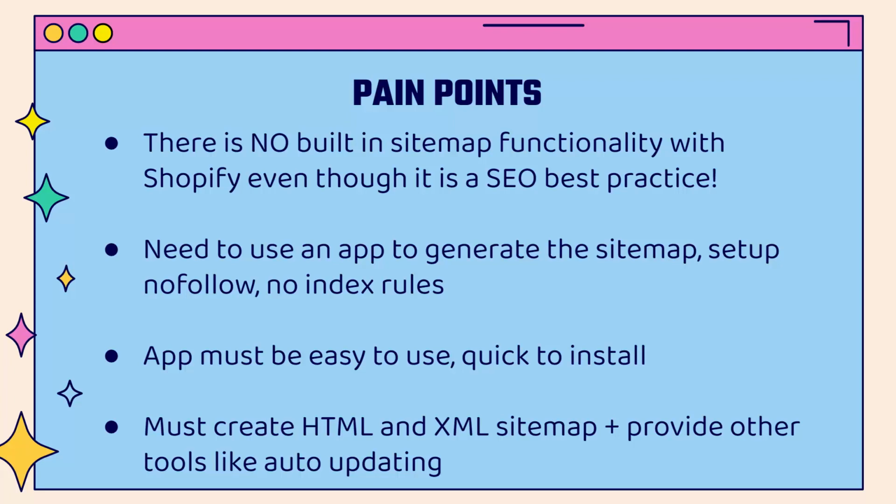So the app needs to be easy to use, needs to be easy to install, and it needs to create those HTML and XML sitemaps. That's what Google wants to see. It needs to provide other tools as well, like being able to fully control those nofollow, noindex on a page by page basis, auto updating your sitemaps. Those are the key things to good SEO tools.